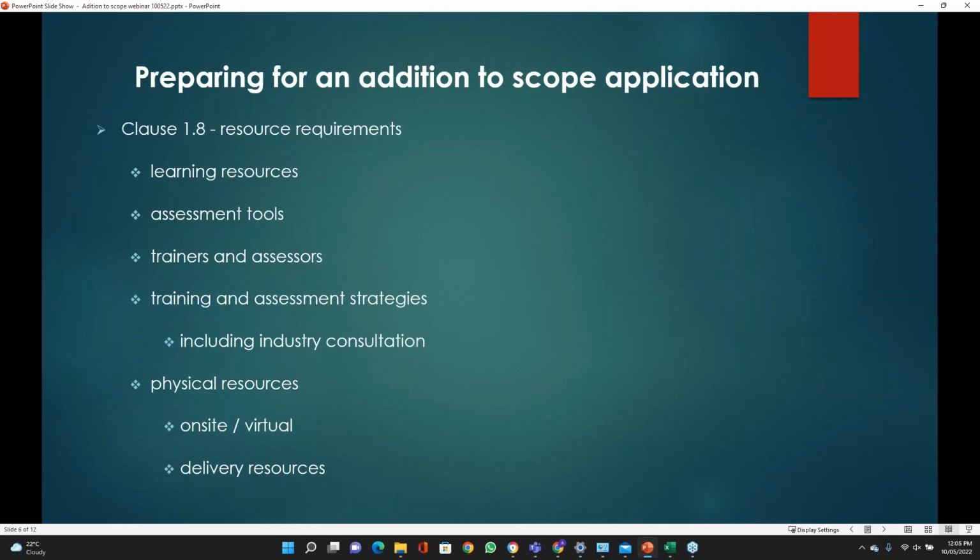You've also got to make sure that you have sufficient physical resources in order to go and deliver the training products that you are applying to have added to your scope. Now, your physical resources, if you are delivering this online, it may be that your online systems can support additional students.